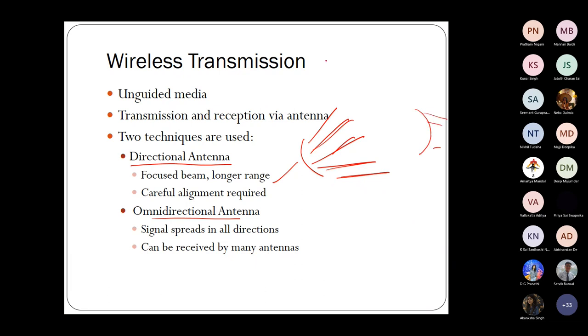Microwave will not be like this, microwave will be like this. Round things put on top of towers and so on. Your cell phone base stations are also directional. But there are some things that are unidirectional, like if you think of a simple radio antenna, it's going to be unidirectional.